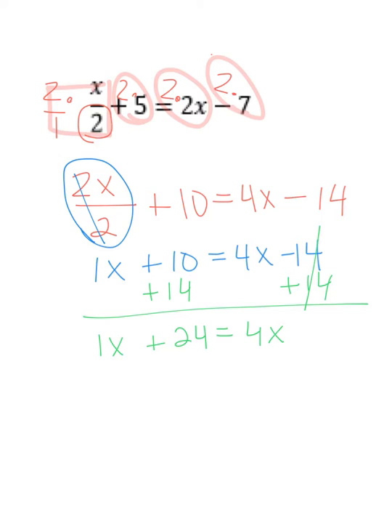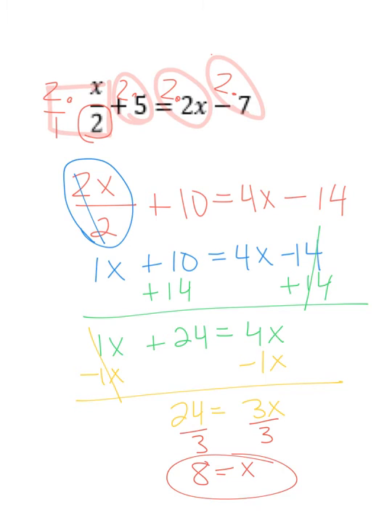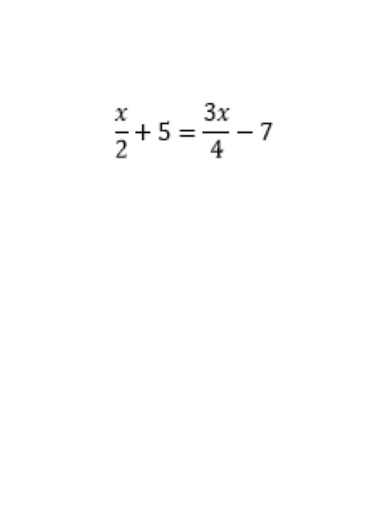Then we'd have to get the x's together on the same side. So we'll minus the 1x. That cancels out. And we have 24 is equal to 4 minus 1 would be 3x. Now that the x is by itself and the number is on the other side, we need to get rid of the 3 multiplier in front of the x, so we will divide by 3 and we'll get x equals 8. No different than a normal solving problem except this very first step at the top, which is multiply everything by that common denominator. Let's look at one more example.